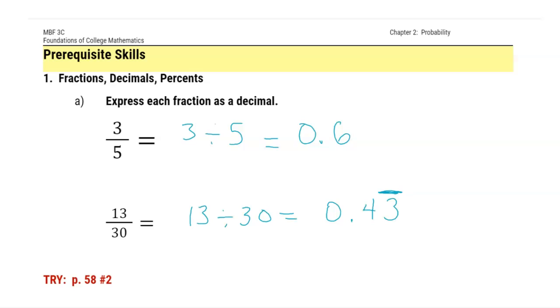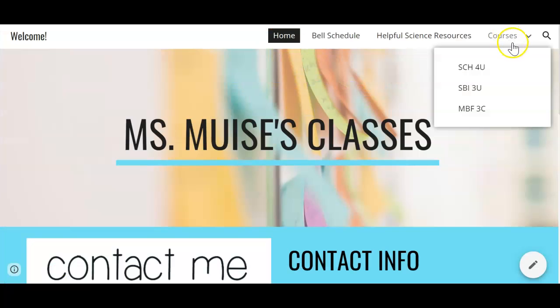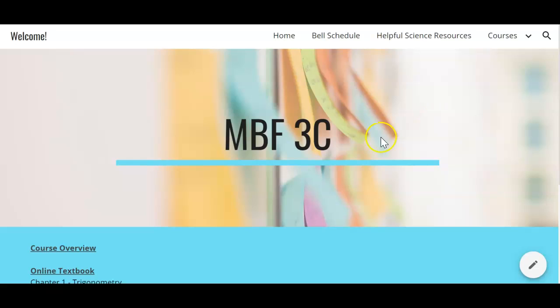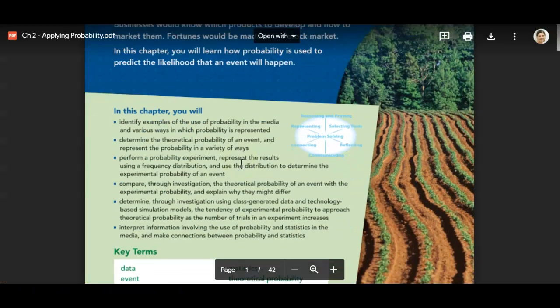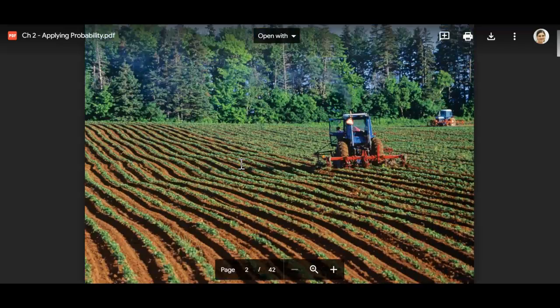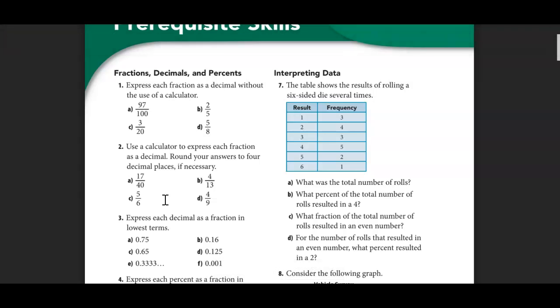Now that we've reviewed that skill, take a look in your textbook on page 58, number 2. I want to remind you that I have an online textbook available on my website. I've navigated to my website. Here are our courses. There is MBF 3C, and here we have our online textbook and the links to it. You should be able to easily find the questions that I'm asking you to complete. For example, here is question number 2 on your prerequisite skills.